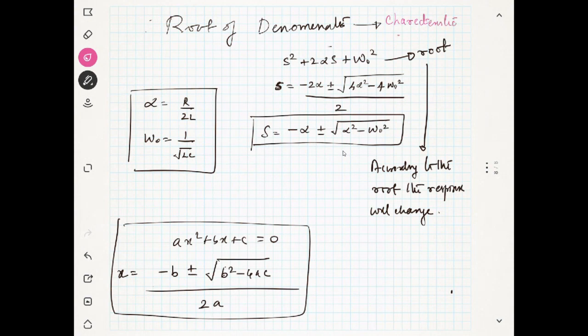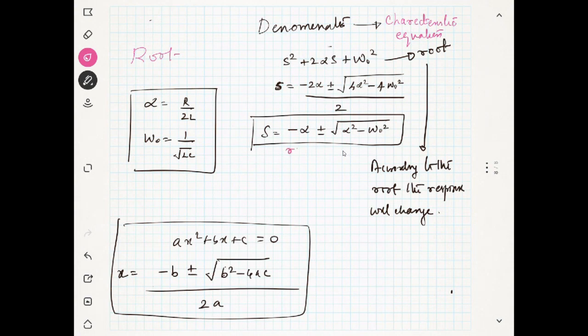Characteristic equation. Why this name? Can you tell me? You know "character." Because I think we can find the specification of the signal by the denominator. Yes, because the root of this denominator, we will call the characteristic equation, and the root of the denominator will give you the nature of the response. How the response will look like will depend upon the root of the denominator.